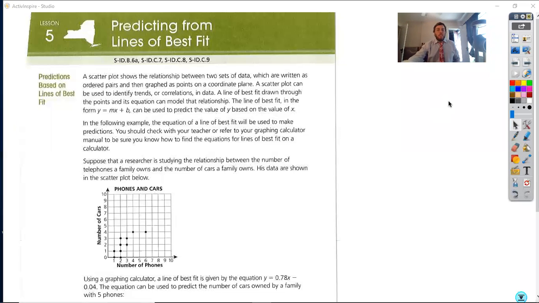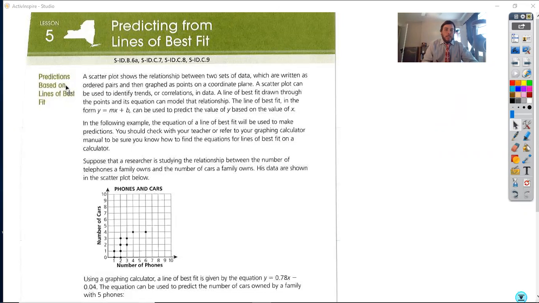All right, so let's take a look here. We have lesson 5. This is from module 2, and it has to do with predicting from lines of best fit. So for this one, we're going to take a look at some lines of best fit, utilizing those lines, and then we're also going to take a look at calculating correlation coefficient using our calculator given a set of data. So first thing here is we'll just read through what we got, and then we can go from there.